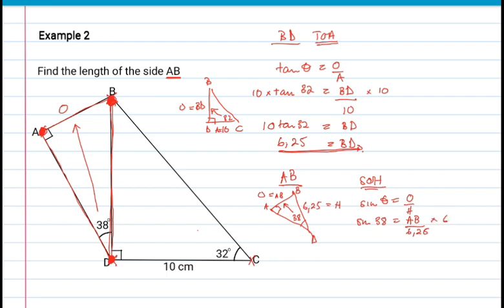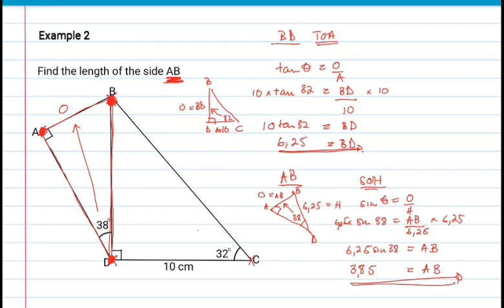So we multiply 6.25 on both sides. Then we get 6.25 sine 38 is equal to AB. If we evaluate that 6.25 sine 38, we get 3.85 is equal to AB. So this will be our answer, our solution for finding the side AB.